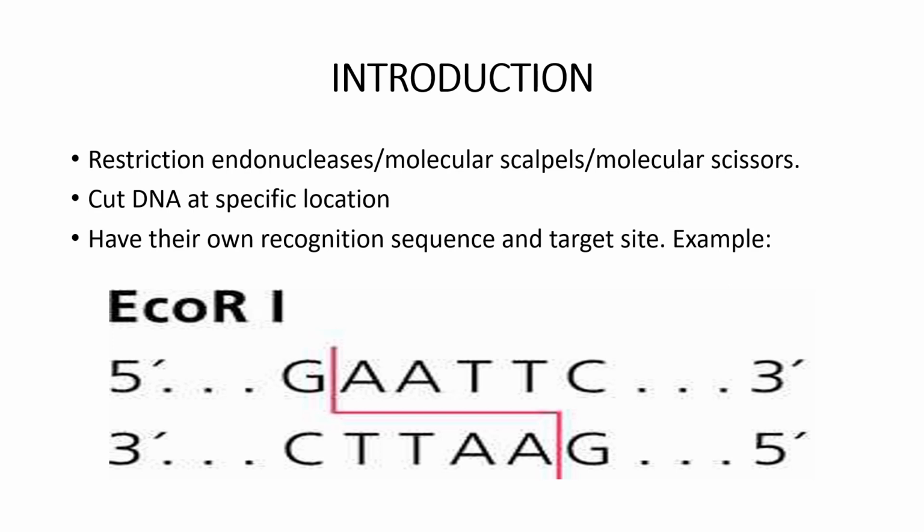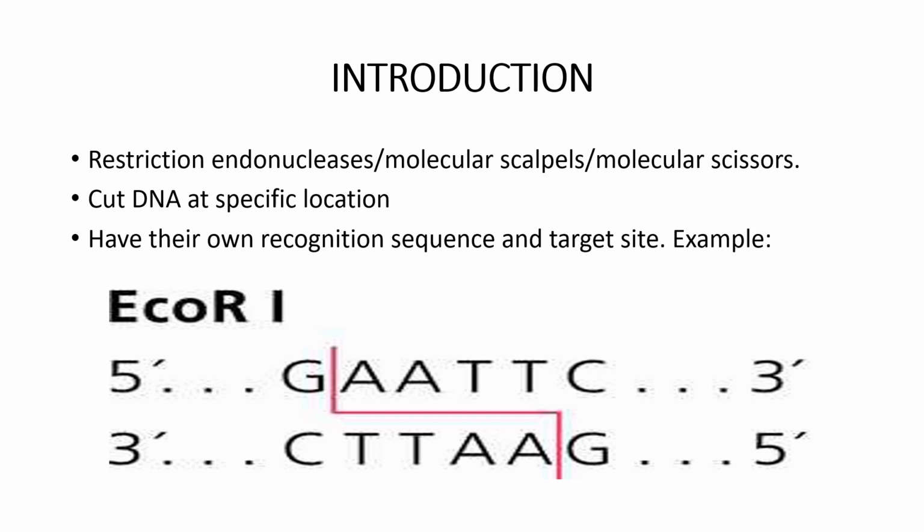For example, let us consider a restriction enzyme known as EcoR1. This is the sequence of EcoR1, which is known as the recognition sequence. This is known as the target site, a place at which the DNA can be cut into fragments. EcoR1 cuts the DNA into two fragments at its target site, at two places.